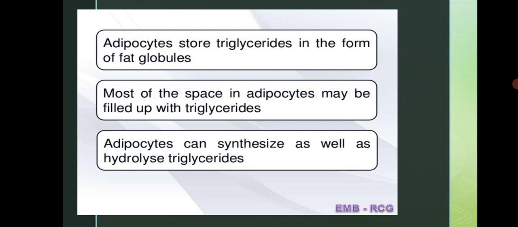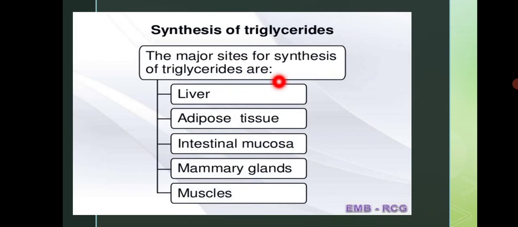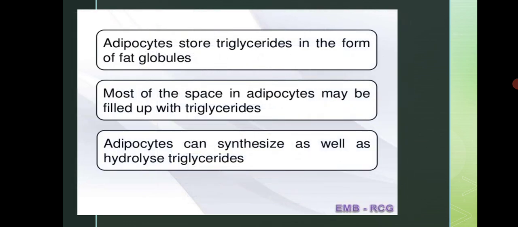Adipocytes store triglycerides in the form of fat globules. Okay, we know that these are the sites of synthesis: liver, adipose tissue, intestinal mucosa, mammary gland and muscles. But they are synthesized in the cytosol. Adipocytes are the storage form of the triglycerides. As I told, triglycerides are stored in the adipose tissue in the form of fat globules, and most of the space in the adipocytes is filled with these triglycerides.